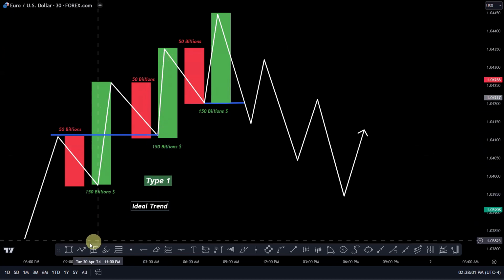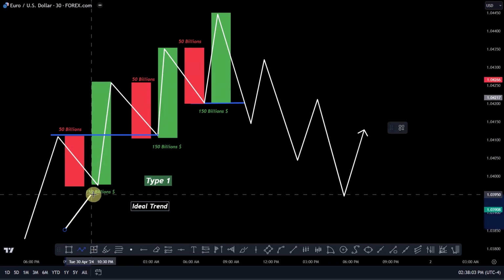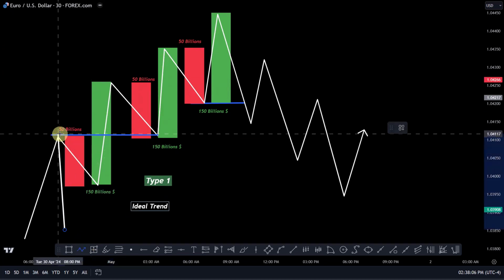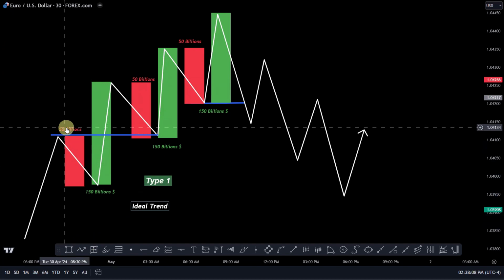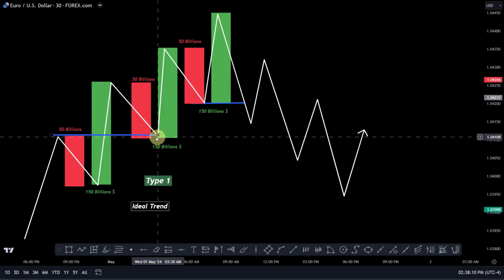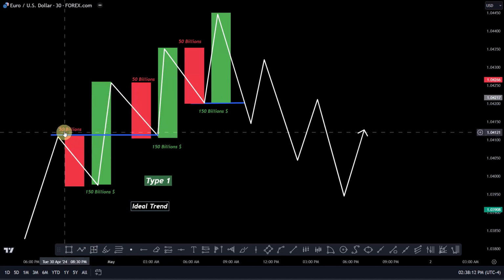So institutes are now with two orders. First one here, second one here. They opened this $50 billion to manipulate the traders. They closed that and the price came back again, creating a new higher low. They have closed this order.